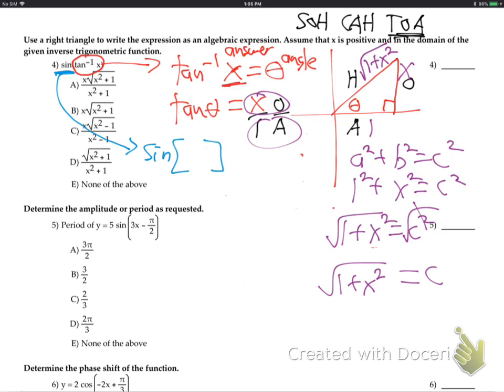Sine of what? Sine of, and I don't know if these, when I make brackets, it's the same as a parenthesis. It's just a different style. It doesn't matter. It's all the same thing. Of tangent inverse. What's tangent inverse? Tangent inverse right here is theta. So what they really want is sine of theta. Did everybody see what I just did there? That inside tangent inverse equals theta. So that whole inside tangent inverse, that's just theta. This is just sine of theta.